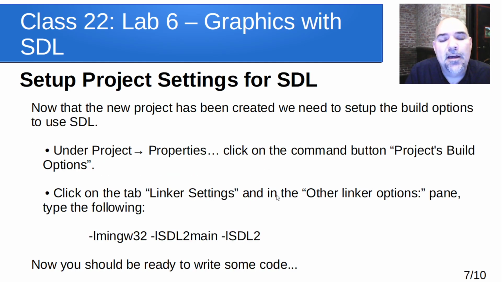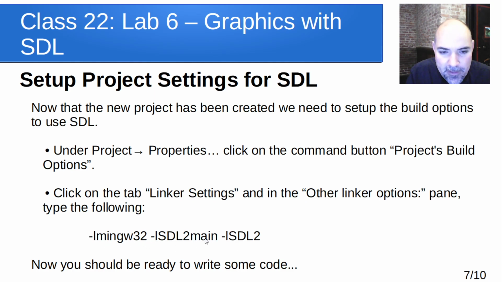And that is under project properties, we need to click on the project's build options. Under there's going to be a tab that says linker settings, and under there's a thing that we're going to have to click that says other linker options. In that pane, there's a place to type in stuff. What we're going to type in there is -L mingw32, -L SDL2main, and -L SDL2.